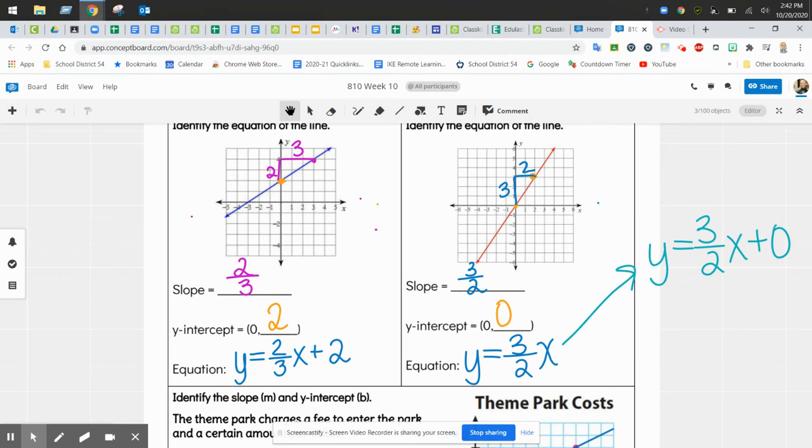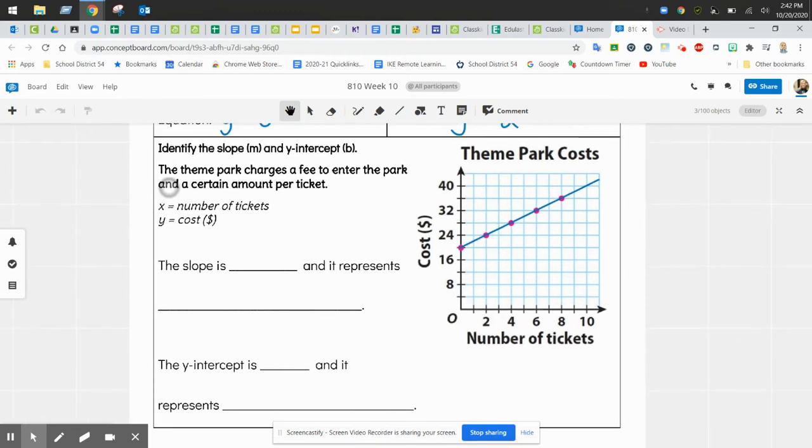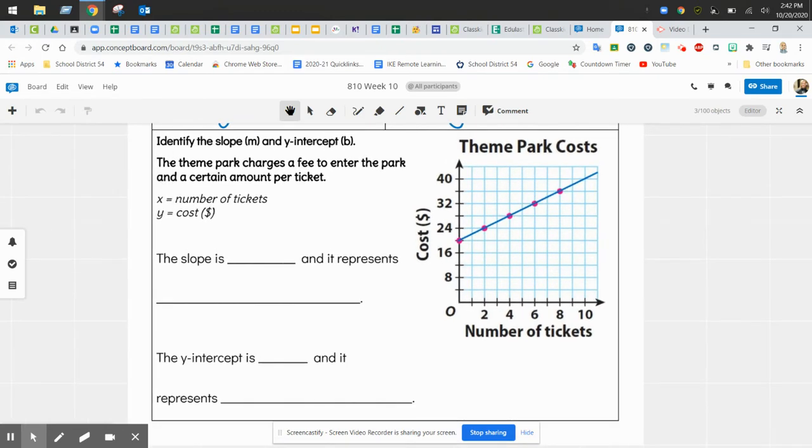Looking at this next one. Okay, we want to identify the slope and the y-intercept, and then we're going to dig a little deeper and identify what it means in the context of this problem. So this is a word problem. So the theme park charges a fee to enter the park and a certain amount per ticket. So X is the number of tickets and Y is the cost. As you can see, it's labeled on the X and Y axis.